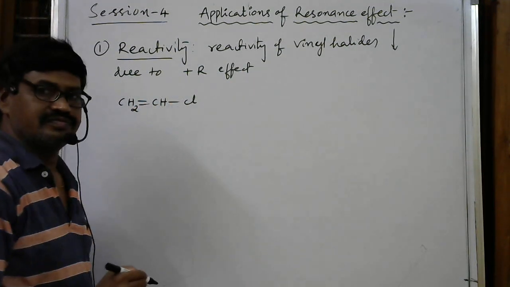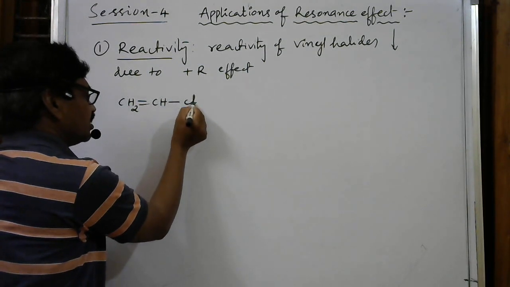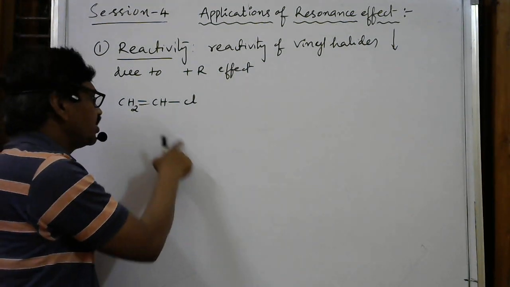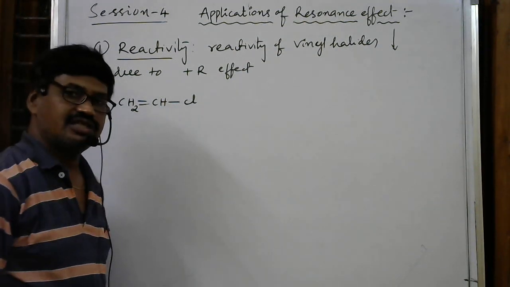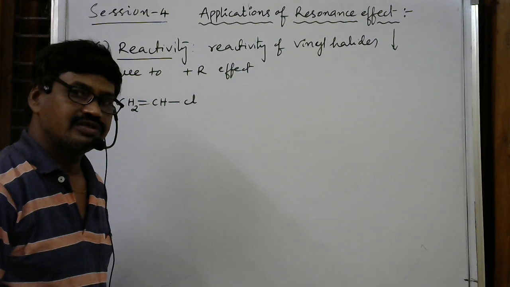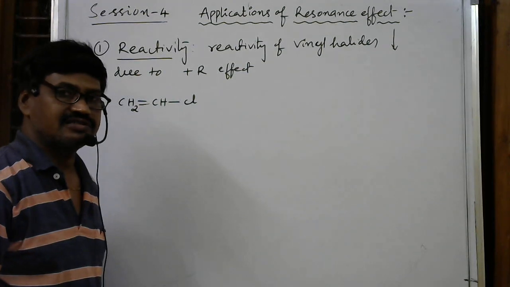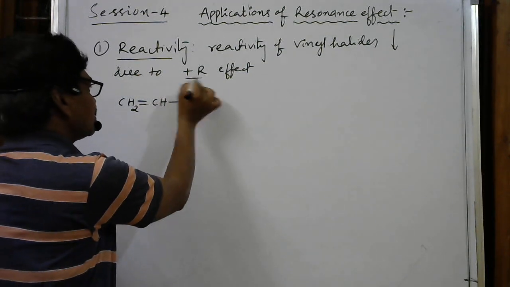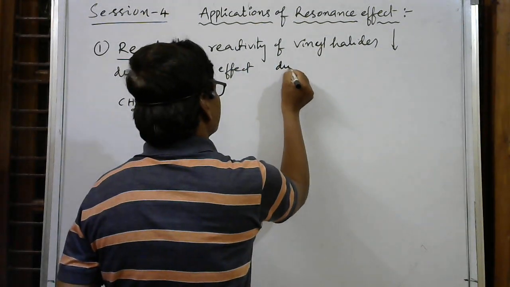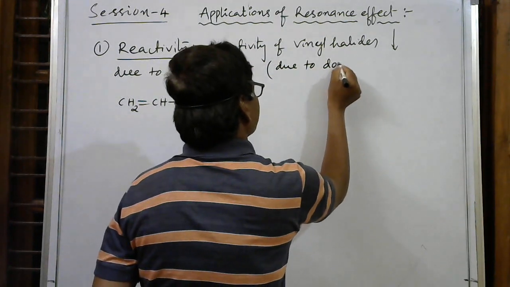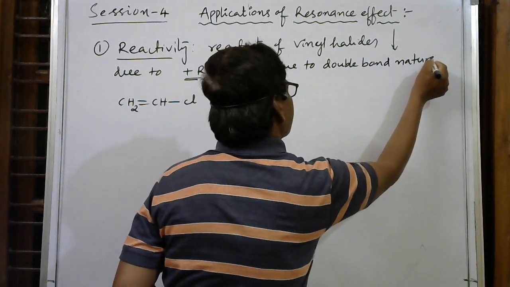I am writing here. See here, if we break this bond, then chlorine can be easily eliminated from this carbon, and another group may attack here. If it is easy to replace this chlorine, then we can say its reactivity will be more. If it is somewhat difficult to break this bond, its reactivity is less. Here, because of plus R effect, it is difficult to break this bond. Due to what? It is due to double bond character, double bond nature, here.